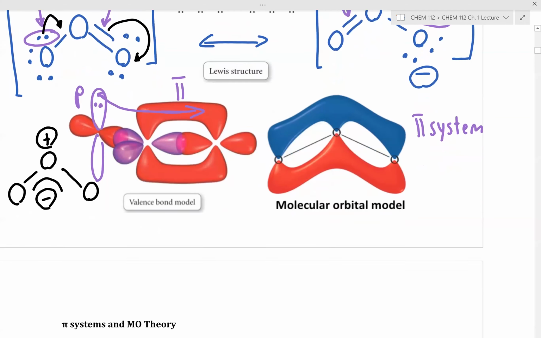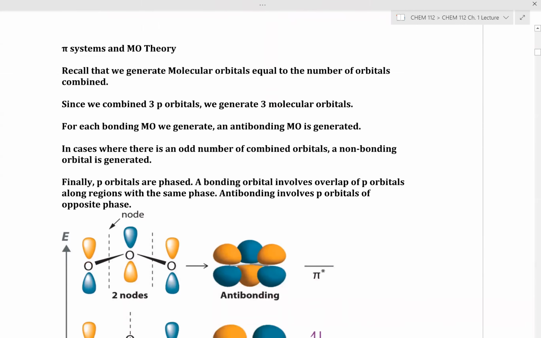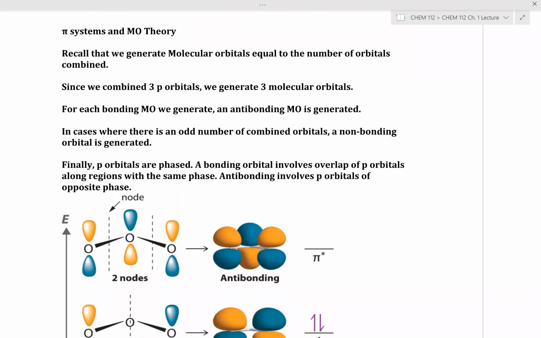So, when we think a little bit about pi systems, when we overlap these p orbitals to form pi systems, we are generating what are known as molecular orbitals. So this is an orbital representing electron density distributed throughout our molecule. And we make molecular orbitals equal to the number of orbitals combined. In this case, our p orbitals that we've overlapped together.